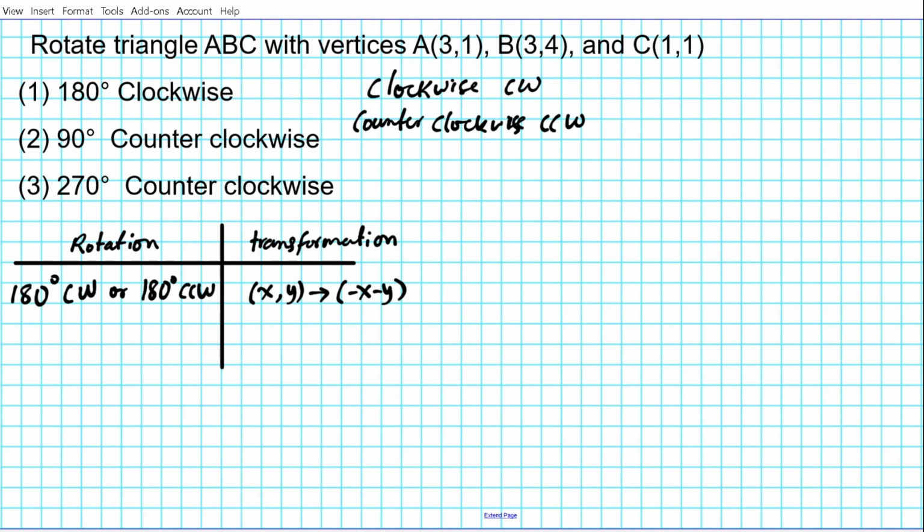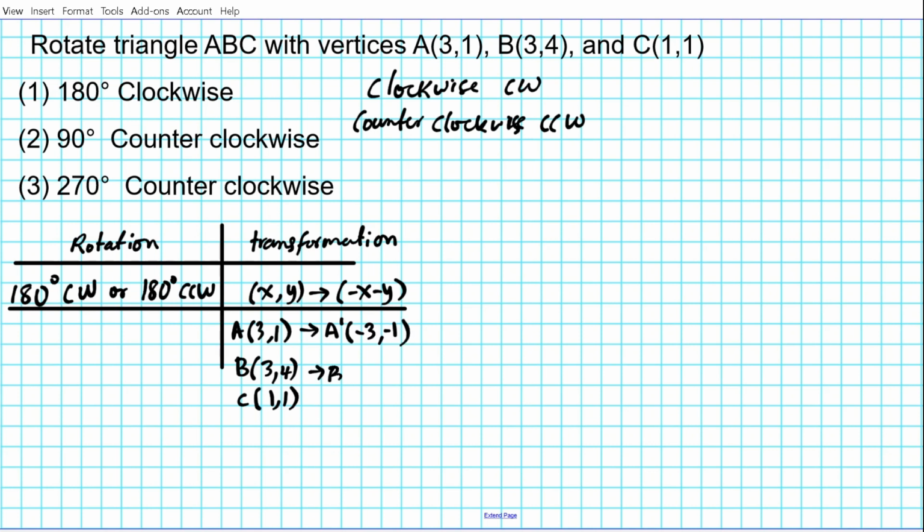Okay, so let's go ahead and put the points in. What are the points that we have? Point A is 3, 1. Point B is 3, 4. And then point C is 1, 1. So A gets mapped from the pre-image to A prime. You just switch the signs: negative 3, negative 1. And then B gets mapped to B prime, which is negative 3, negative 4. And then C gets mapped to C prime, which is negative 1, negative 1. So that's basically how the mapping is going to be.